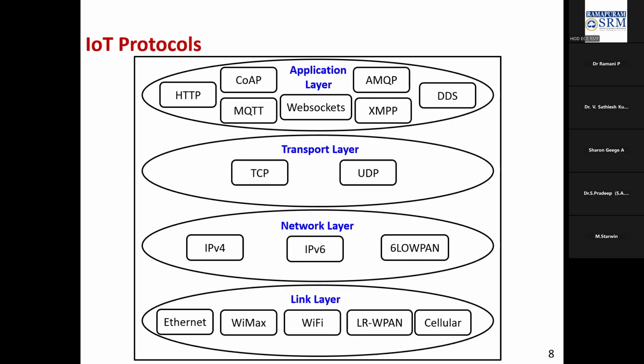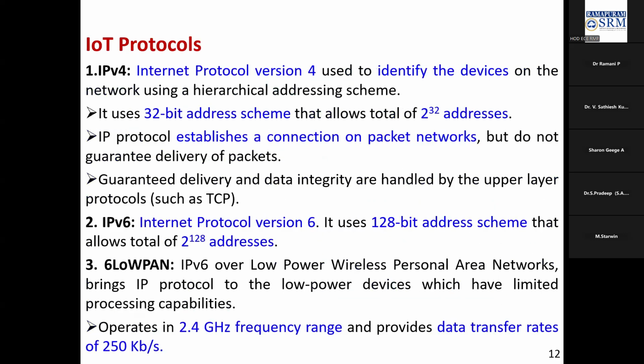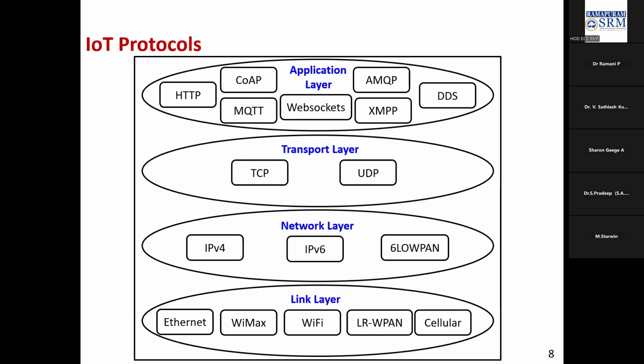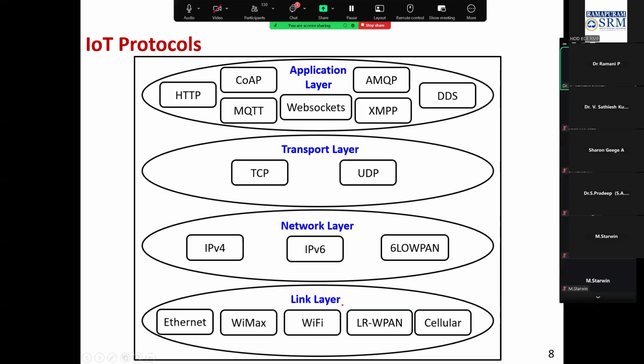You might have known about the OSI layers, right? Here our IoT has 4 layers, which are the link layer, network layer, transport layer, and application layer. The link layer is where we get the data from the IoT device.